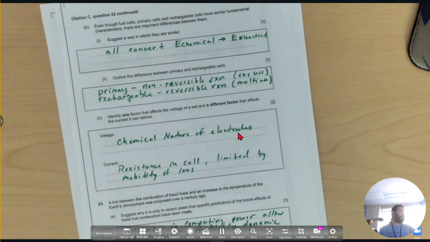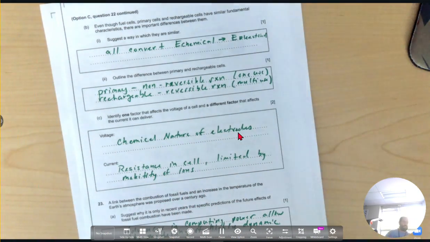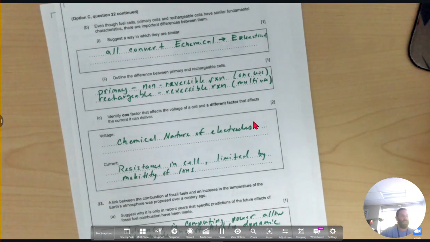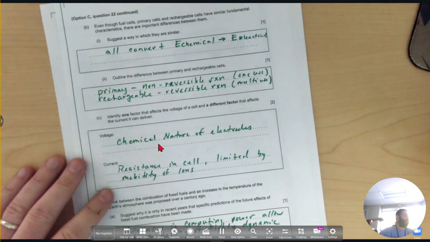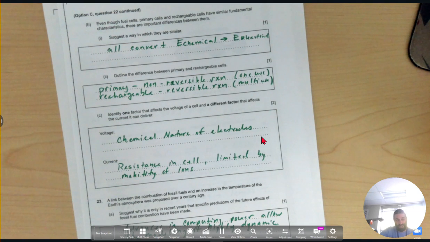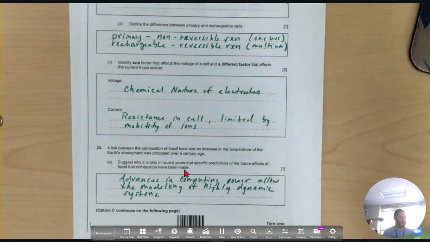Identify one factor that affects the voltage and a different factor that affects the current it can deliver. So in general, you could probably just say the chemical nature of the electrodes. You could be more specific, so you could say the identity of the electrode, or you could say the temperature of the electrolyte, or the surface area of the electrodes, mass of the electrodes, etc. For current, it's all about the resistance that we get in the cell, which of course is limited by the ability of ions to move around in the electrolyte.